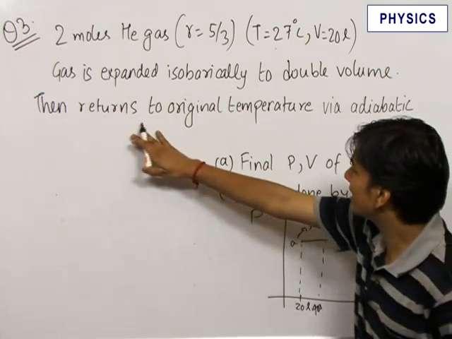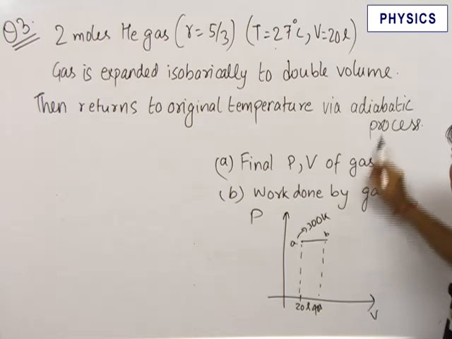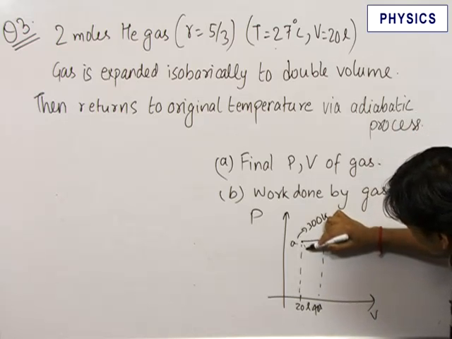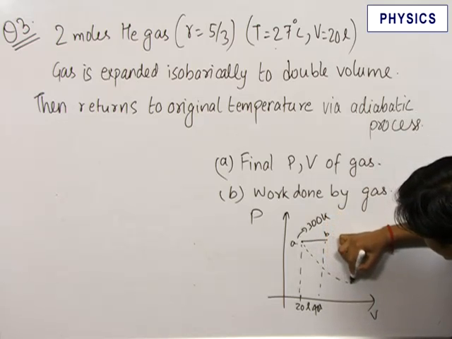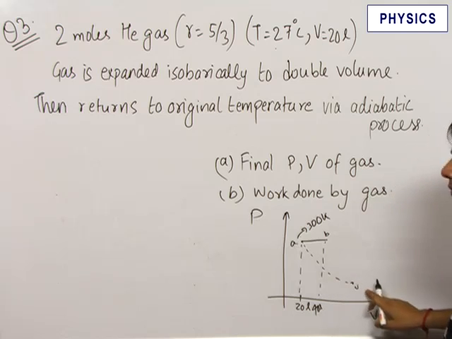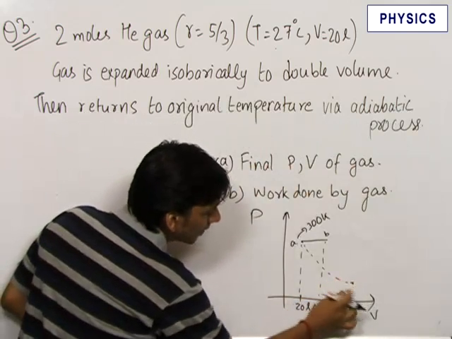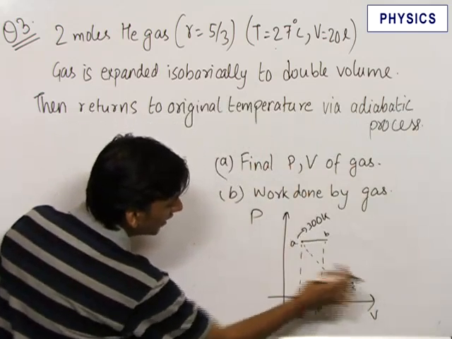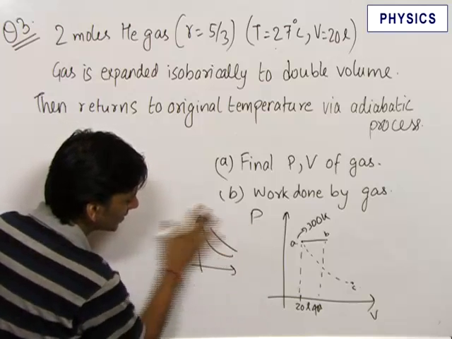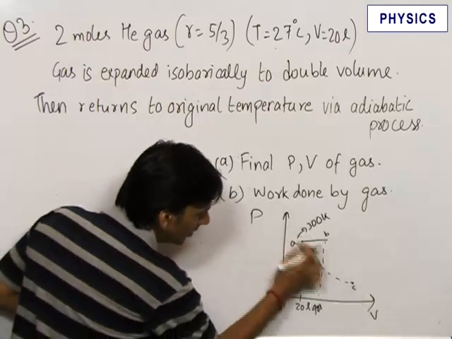Now the gas returns to its original temperature, that is the temperature at point A, via an adiabatic process. Since it is returning to the original temperature, let us draw an isotherm over here. The point C to which the gas finally comes must lie on this isothermal curve of 300 Kelvin, because in a pressure volume graph the isotherms are all like this. So here we have an isotherm.